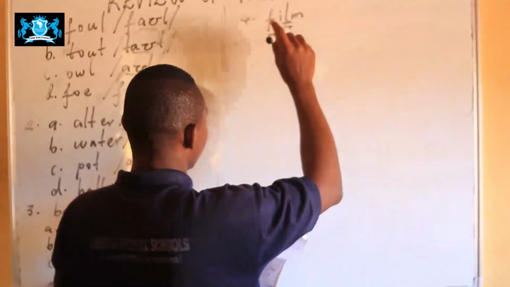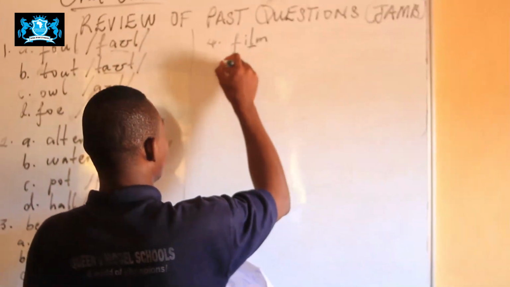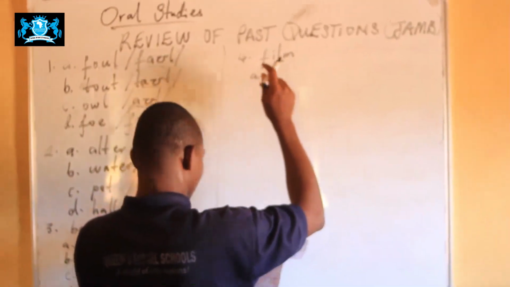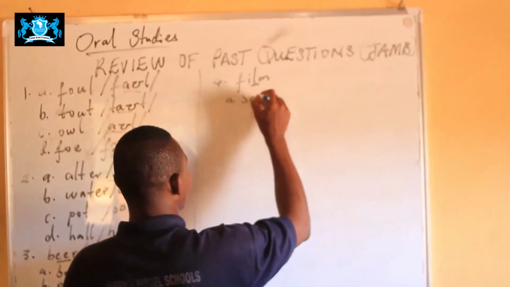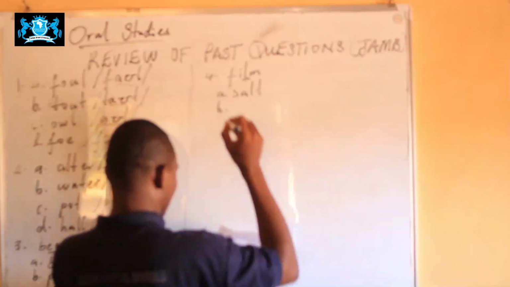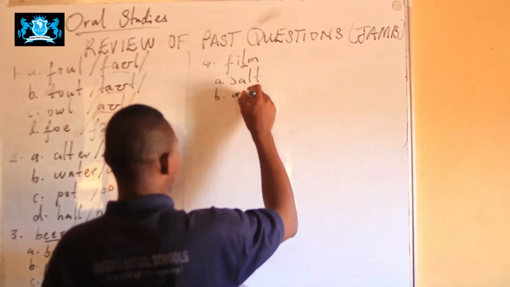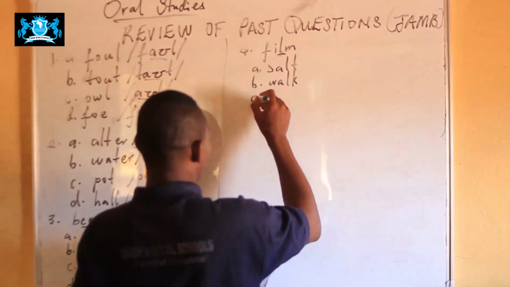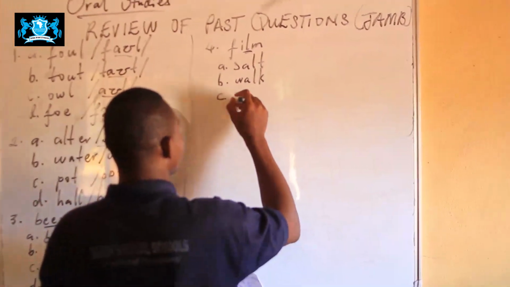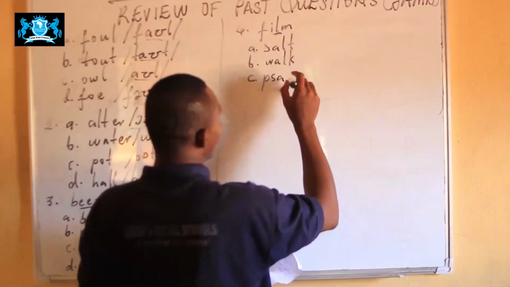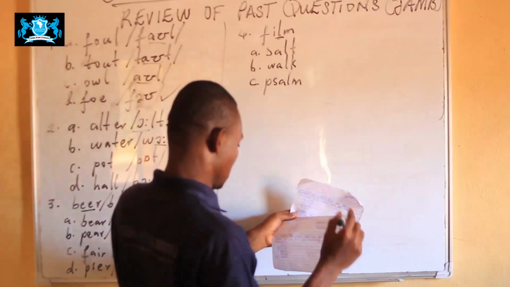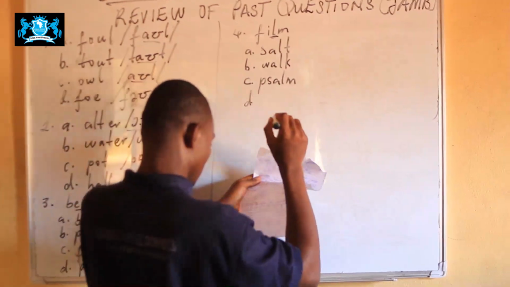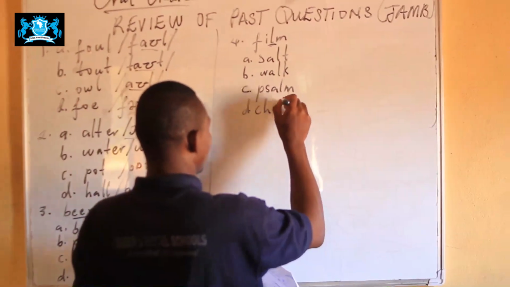We have the word feel. So we have A. Option A is S-A-L-T. Option B is W-A-L-K. Option C is P-S-A-L-M. Then option D is C-H-A-L-K.